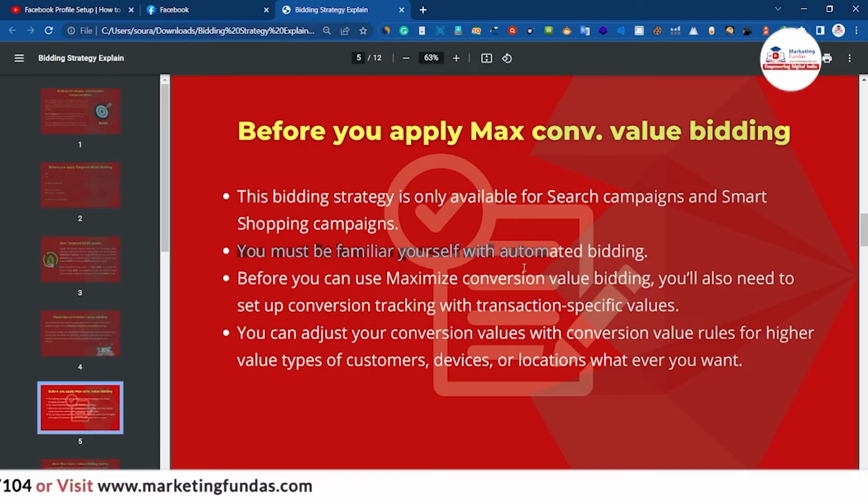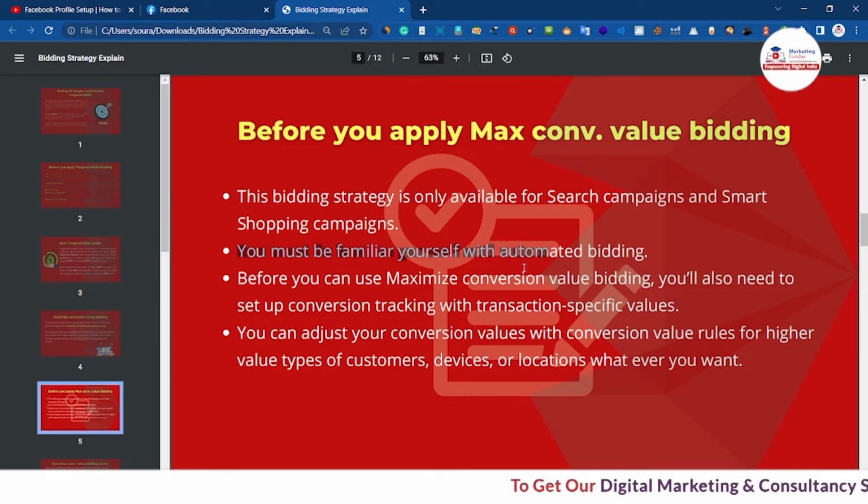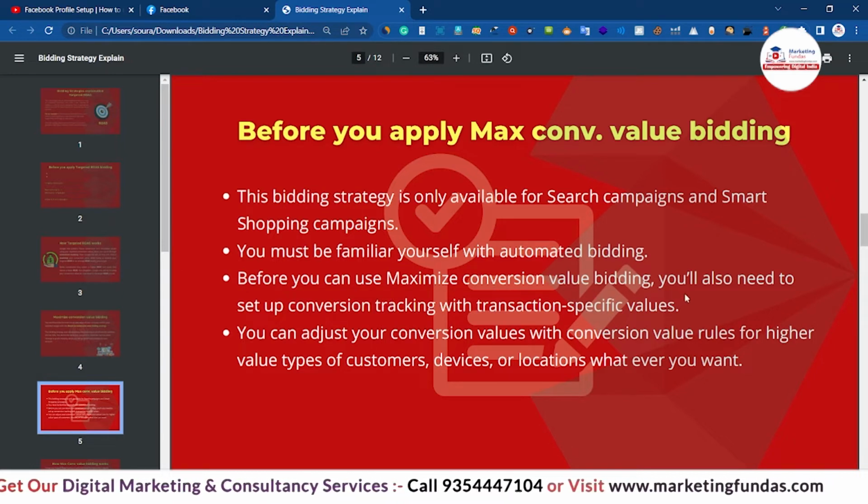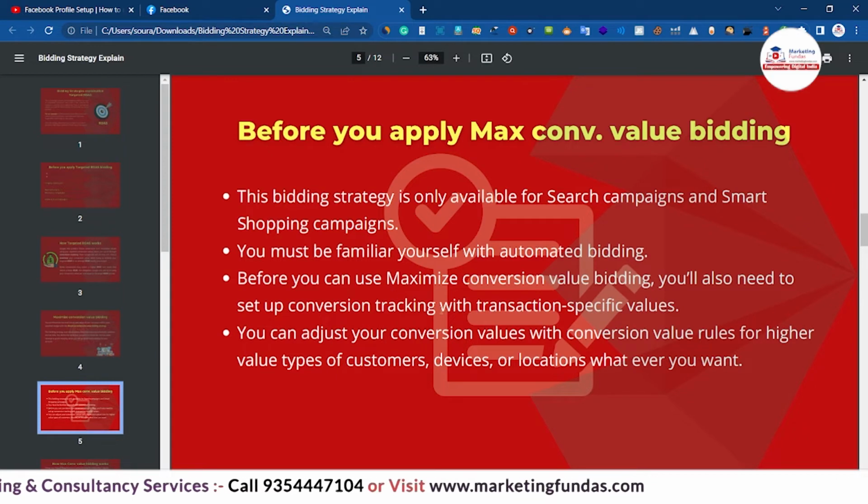Now, the second point says you must familiarize yourself with automated bidding strategies. So before applying this max conversion value bidding strategy, you must be familiar with all these types of automated bidding strategies. And the third point says before you can use maximum conversion value bidding, you also need to set up conversion tracking with transaction-specific values.